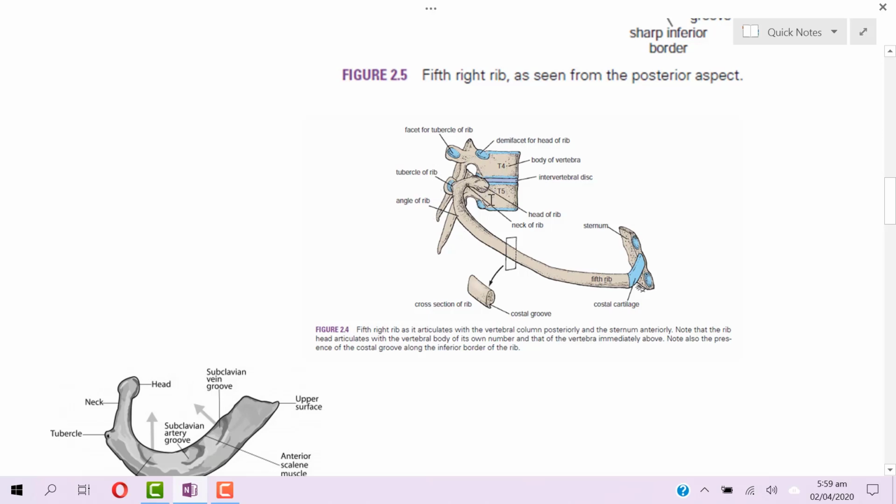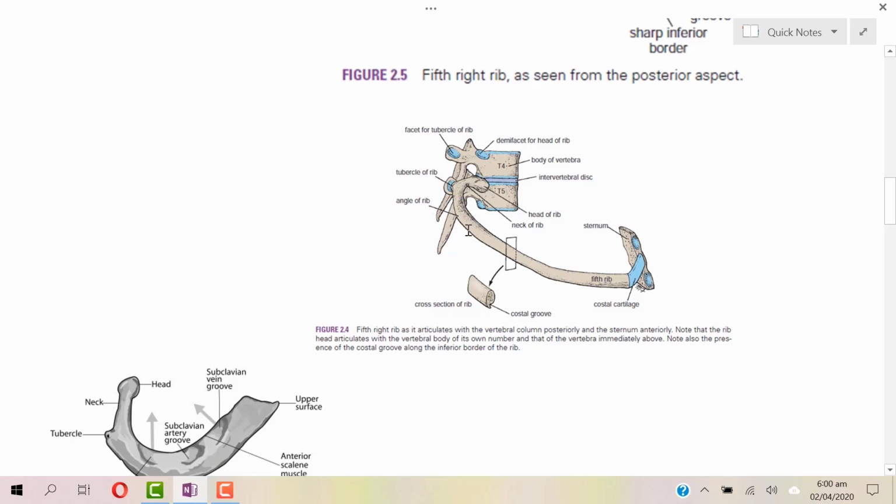Behind, posteriorly, can you see, this is the head, then there is the constricted part which is called the neck of the rib, then there will be the tubercle. The head is articulating with two vertebrae by two demifacets. The upper demifacet is articulating with the above vertebra and the lower demifacet is articulating with the corresponding vertebra. Then the tubercle of the rib is articulating with the transverse process of the numerically corresponding vertebra. That is, the tubercle of the fifth rib is articulating with the transverse process of the fifth thoracic vertebra.